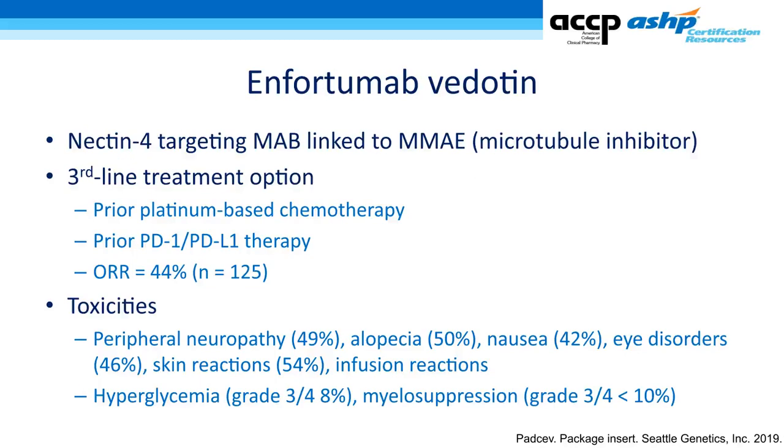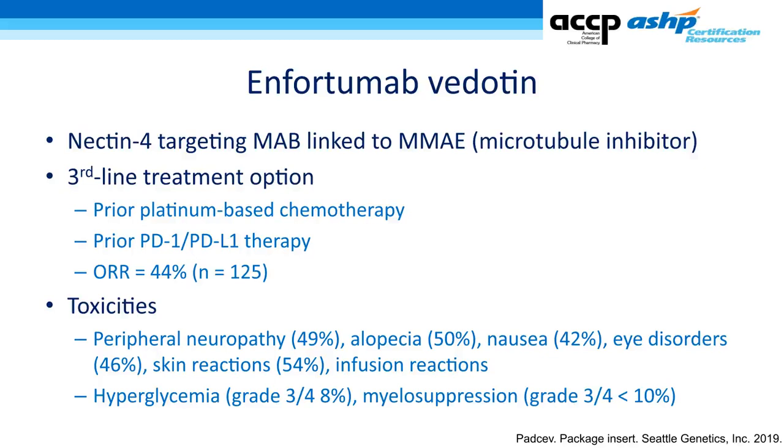The last agent to talk about in the bladder cancer section is a newly approved antibody drug conjugate, enfortumab vedotin, which targets Nectin-4, which is expressed on urothelial cells, and it's linked to MMAE, which is a microtubule inhibitor, similar to what you see, obviously, with brentuximab vedotin. And of course, if you know anything about brentuximab vedotin or anything about microtubule inhibitors, you should expect that we'll see peripheral neuropathy, which of course we do.